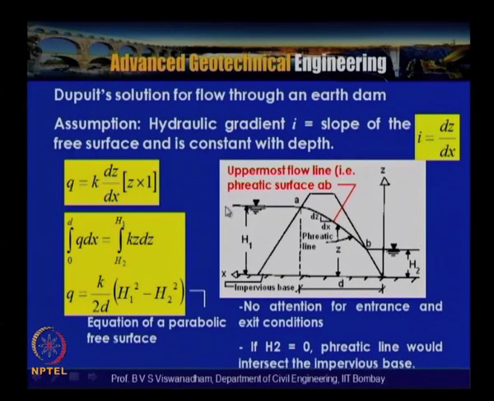H1 is the head of water, the upstream water level, and this is the head of water, that is the tailstream water level. So AB, this is an equipotential line, and again this is an equipotential line with a head that is H2. So the portion AB is the uppermost flow line, which is called the phreatic surface AB.